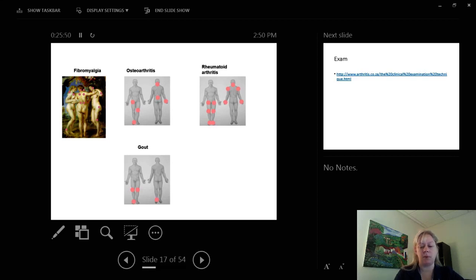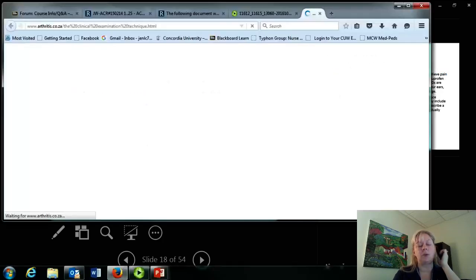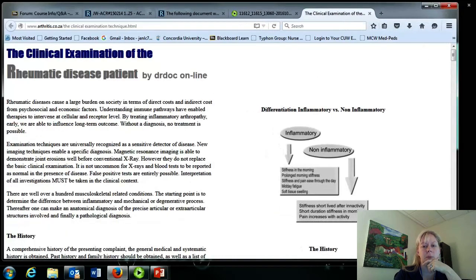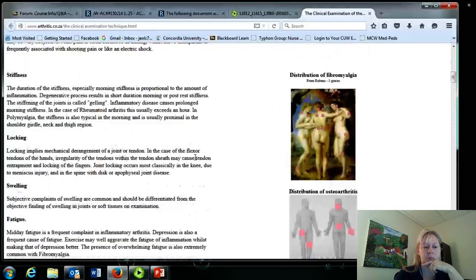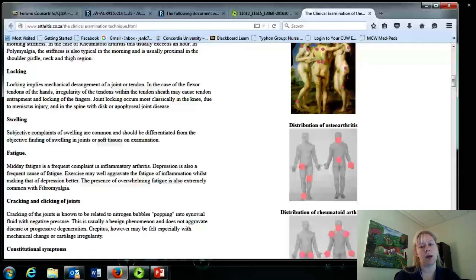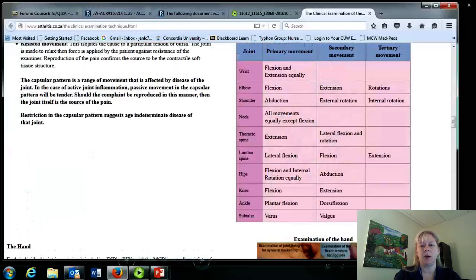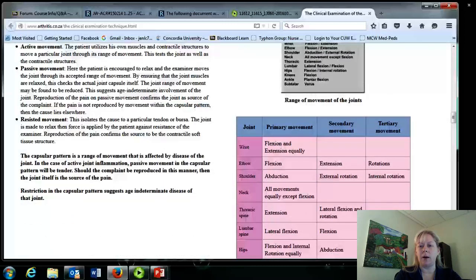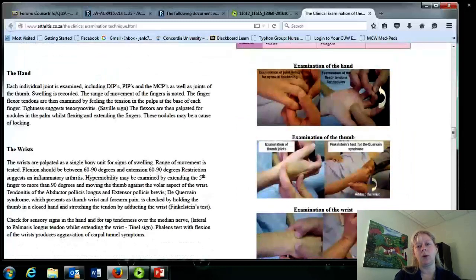These are most common. I'm going to go to a really nice exam website, and this will be available for you. Again, try to make your screen bigger if you can, but I'll provide the link for you. I'm going to go down the line here. It tells you how to take a history for a rheumatological issue if they come in with joint pain or joint symptoms. What's nice about it, on the right-hand side, it'll tell you exactly what movements to do, and it'll go down each joint, like the hand, the wrist, and it'll tell you how to do the exam of each one. It's really nice.